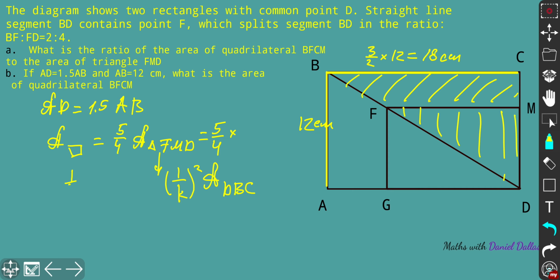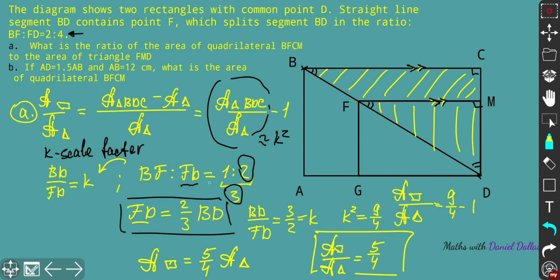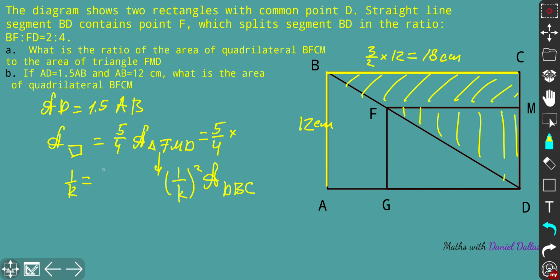So 1/k, just going back, k is 3/2, so 1/k is 2/3. When we square this, we'll get 4/9. So we just apply this factor 4/9 and we still multiply by the area of the triangle DBC.